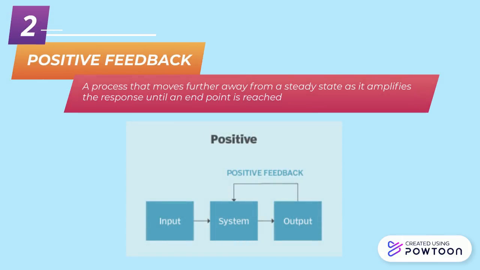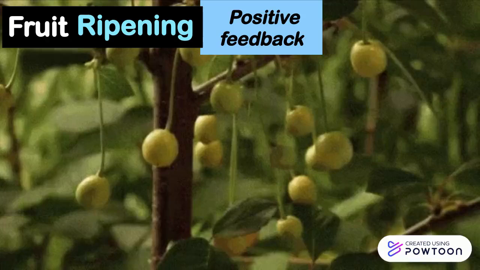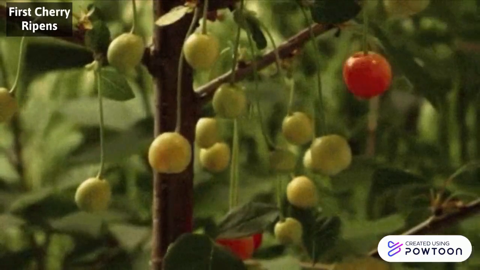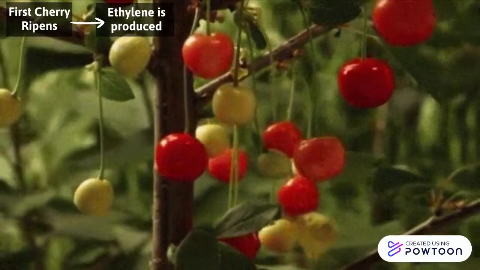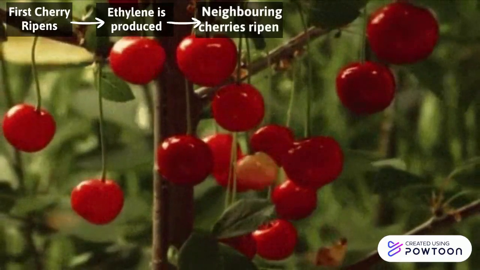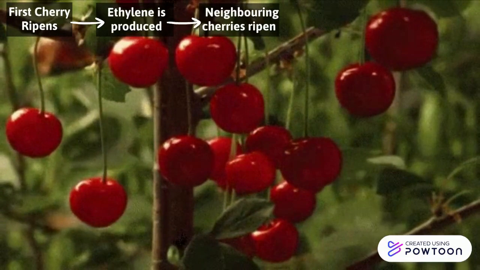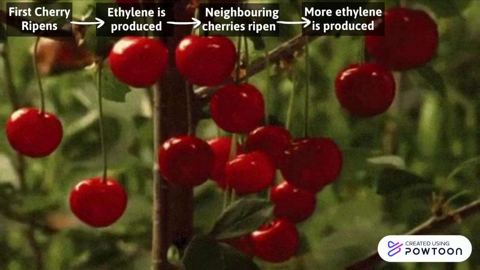Positive feedback is a process that moves further away from a steady state as it amplifies the response until an endpoint is reached. When the first cherry on the tree ripens, it produces a gas called ethylene. The other cherries also begin to ripen in the presence of this gas. Once ripe, these neighboring cherries also produce more ethylene until all the other cherries are ripened. Therefore, this is an example of a positive biological feedback loop.